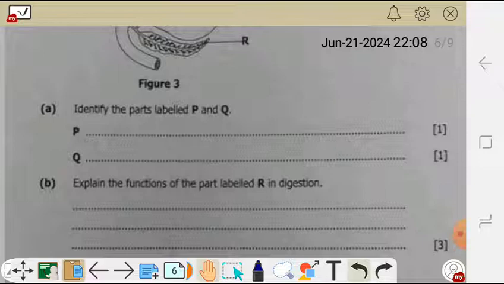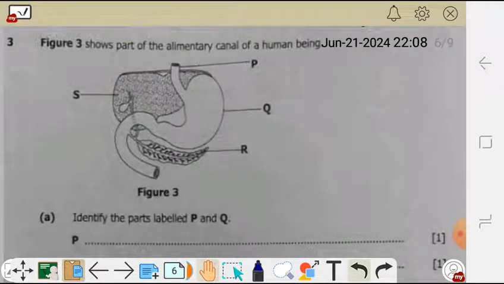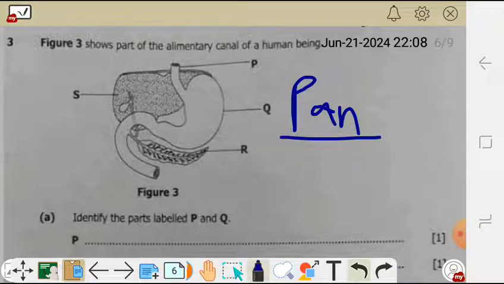So what is the function of the pancreas in the digestive system? The pancreas secretes what we call the pancreatic juice. So the pancreatic juice will be secreted by the pancreas. That pancreatic juice will consist of hormones.